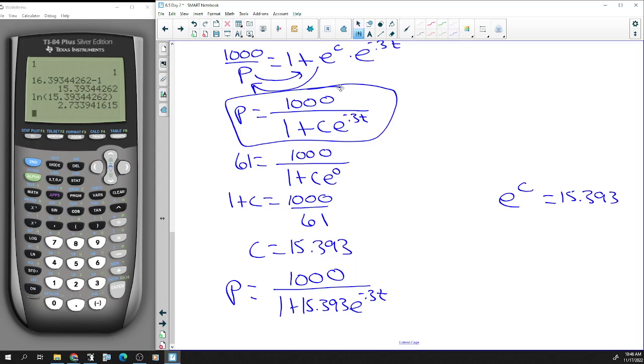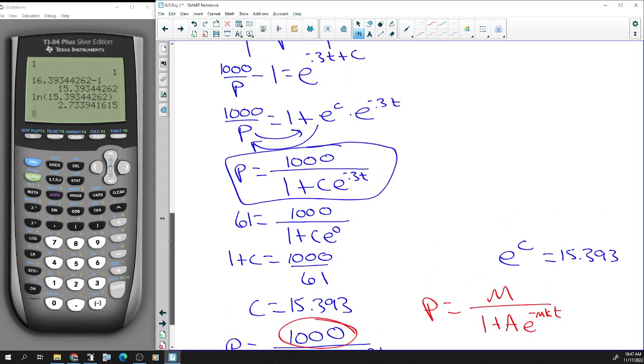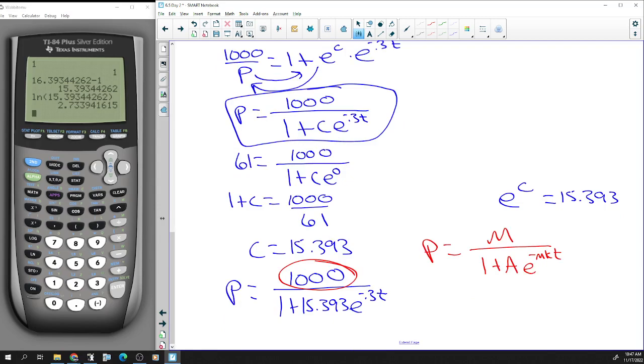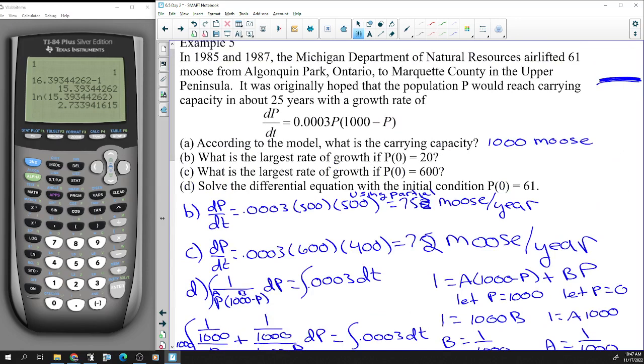Now, if you look on the next chart, it says something to this effect. P is equal to the maximum capacity over 1 plus A e to the negative mkt. They don't write C, they write A. The 0.3 right here is the result of taking this m times the constant. So if you take that times that, that's what gives you the coefficient in that exponent. So it's m times k, and then t is the variable.